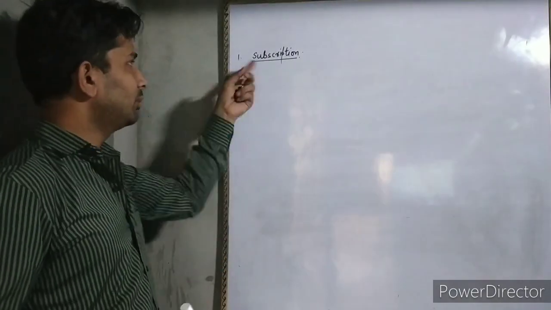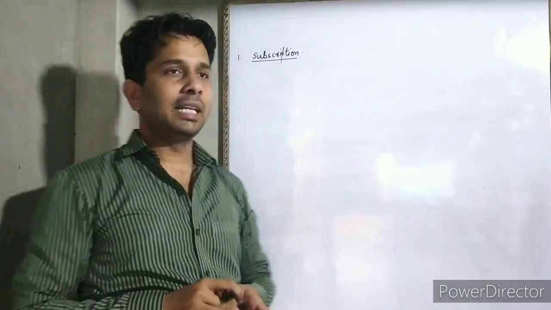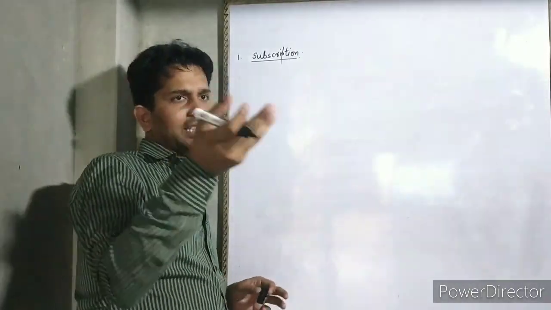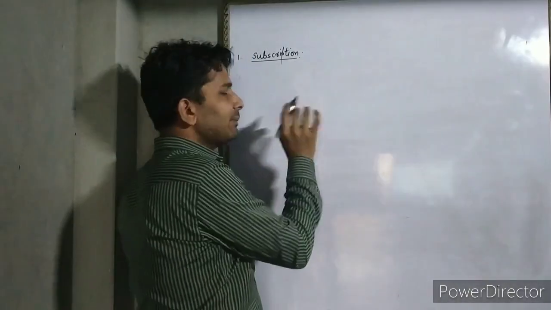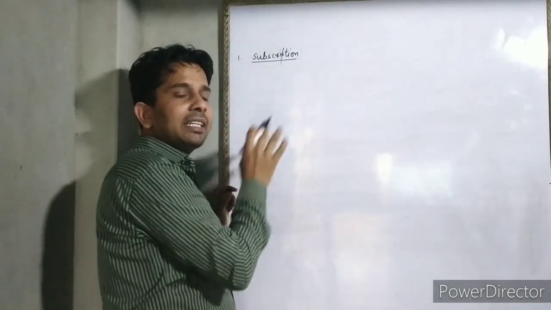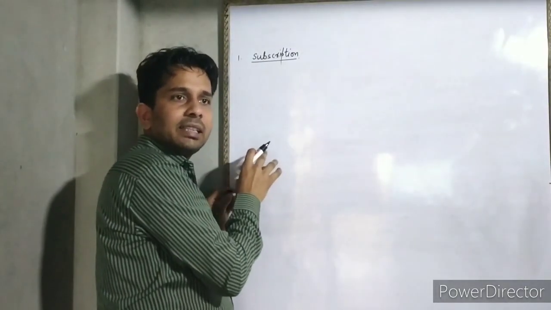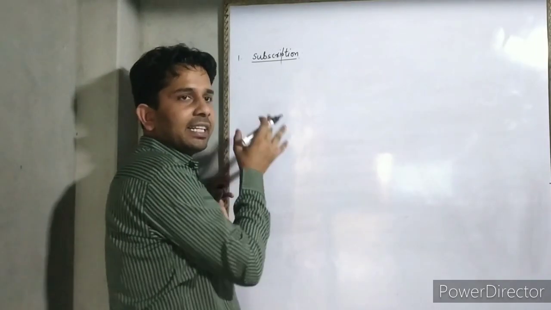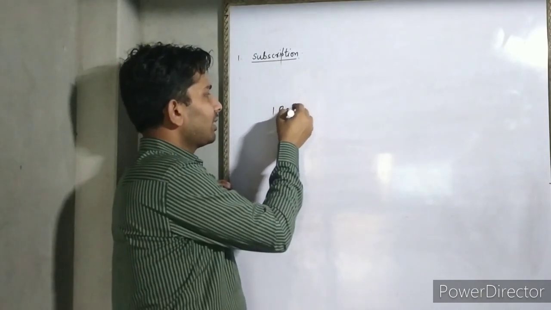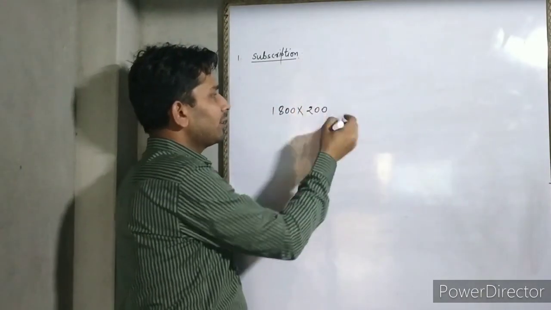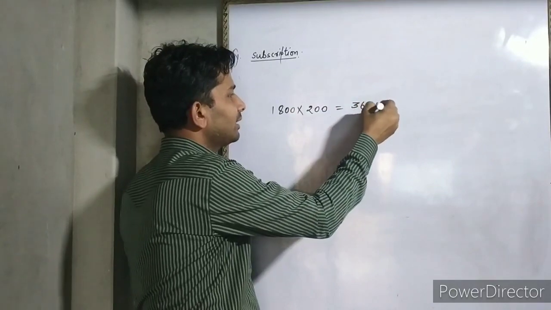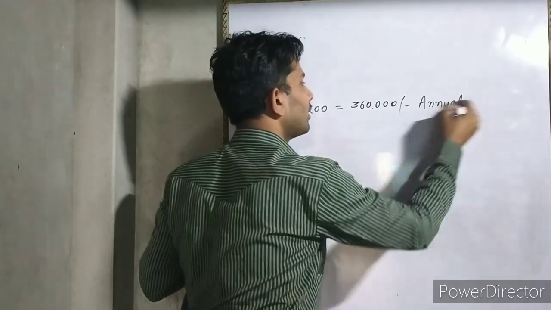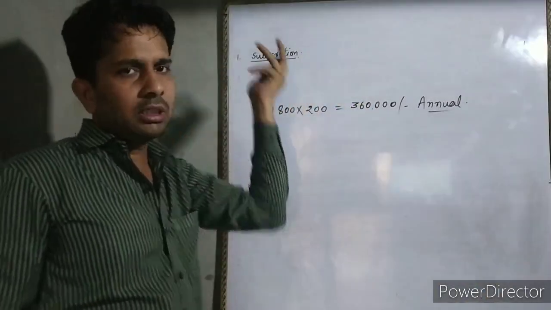Okay. Now, the most important point, that is subscription. In the question, it is already mentioned that subscription of the current year. For income and expenditure, you can directly find it out. The question is saying that 1,800 members are there and they have to pay 200 rupees each, so directly it becomes 3,60,000. It should be annual.